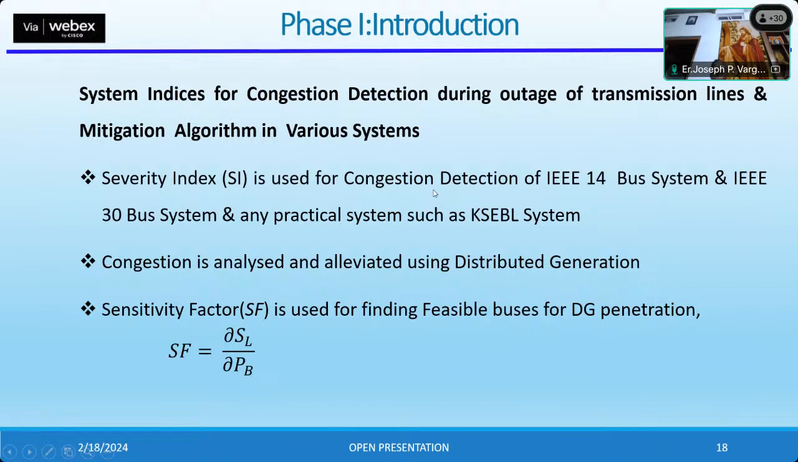The severity index is used for congestion detection of the IEEE 14 system. In this study, we have considered three systems: the IEEE 14 bus system, the 30 bus system, and a practical system, such as our KCBL system. Congestion is analyzed and alleviated using distributed generation. The sensitivity factor we have defined already, and SF is dou SL by dou PV, the change in flow divided by the change in active power penetrated to the node or bus of the system.